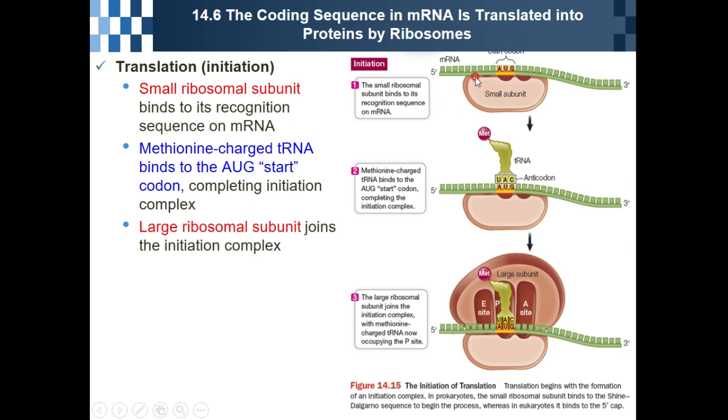So in initiation, the small subunit binds to the recognition sequence. Usually the small subunit binds to the AUG start codon. After that, the start codon codes for methionine, so the methionine-charged tRNA binds to the AUG start codon. After that, the large ribosomal subunit joins and binds it. After that, they make the initiation complex, like this. So this is the initiation complex.